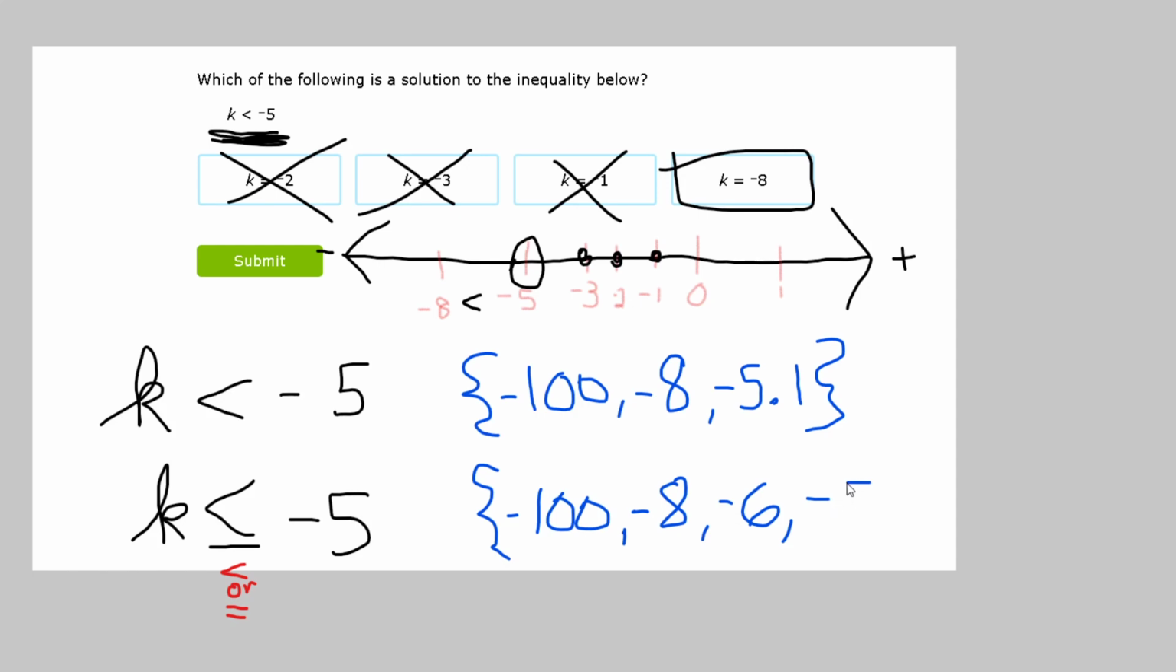But also negative 5 works for the second one because of this bar. And that's something we'll see with some other examples. But for this question here, it wasn't like this. We're not worried about that one just yet, but we'll keep it in mind. This was the correct answer. K equal to negative 8.